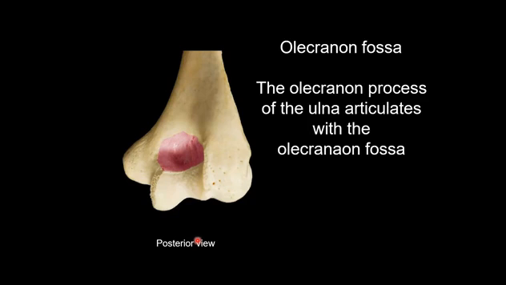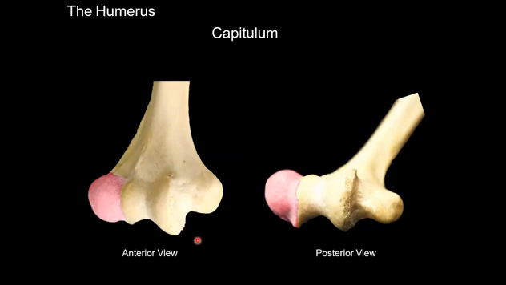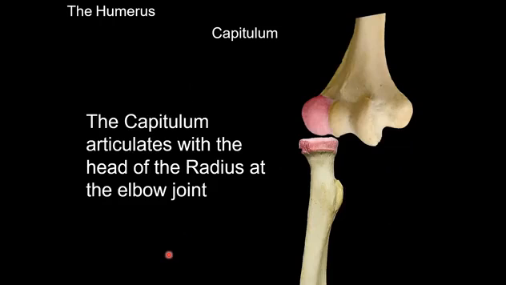So when extension happens, it locks, where you say the elbow locks, it locks up at that place, at the olecranon fossa. So now we have another bony projection very close to the anterior view, which is called the capitulum. So you can appreciate the capitulum of the humerus. You see the relationship. It makes some kind of relationship with the radius as well. So while the trochlea makes a relationship with the ulna, the capitulum makes a relationship with the radius, all at the elbow joint. So these are what form the elbow joint.